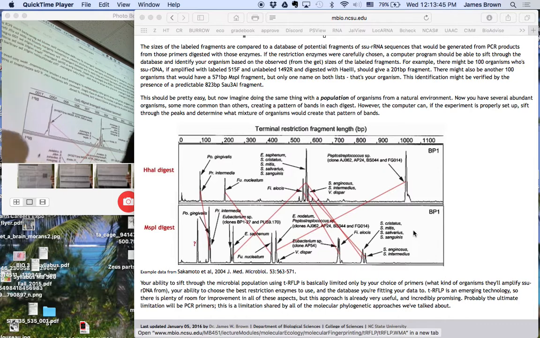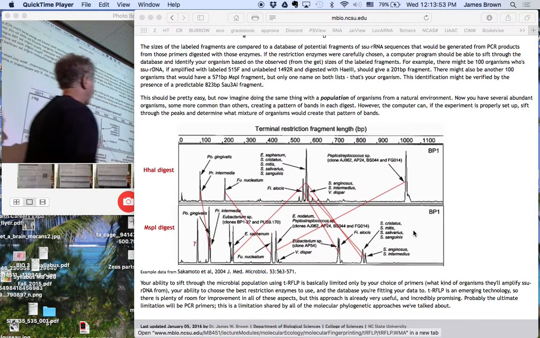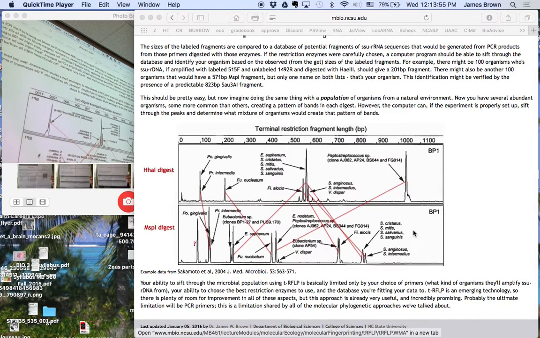So this would be useful if you intentionally set out to identify some sort of organisms. No, this only works if you already know the organisms and have their sequence in your database.